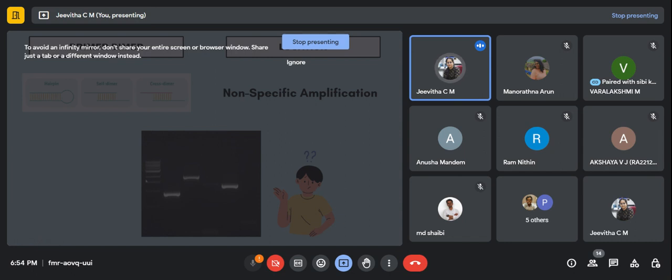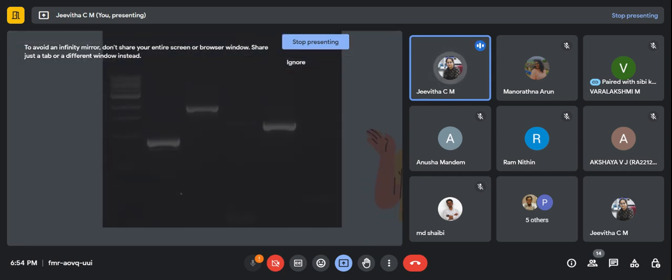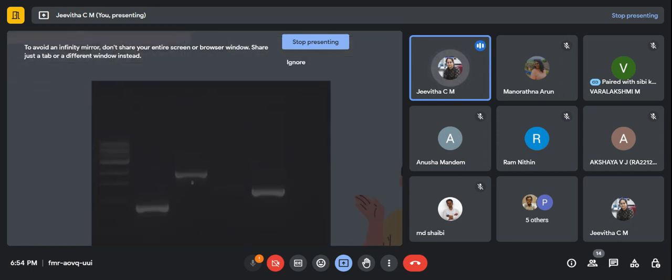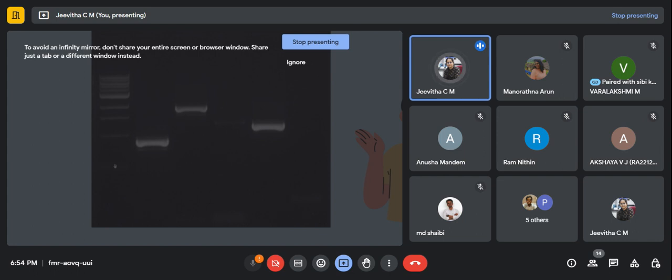And non-specific amplification, so I have given a gel picture here. In that, the first lane is a 100 base pair marker, and these are the gene of interest. So how will we decide whether the band you get in the agarose is a primer dimer or a non-specific amplification? In this case, this is the 100 base pair band. When you are loading the marker, you will know which is the start and which is the end. This is the 100 base pair, and this is the last band of your marker.